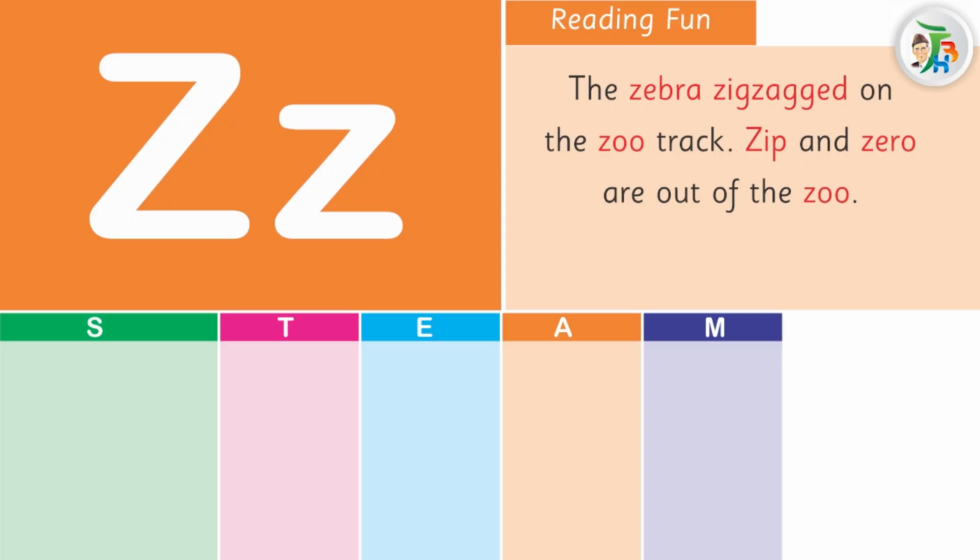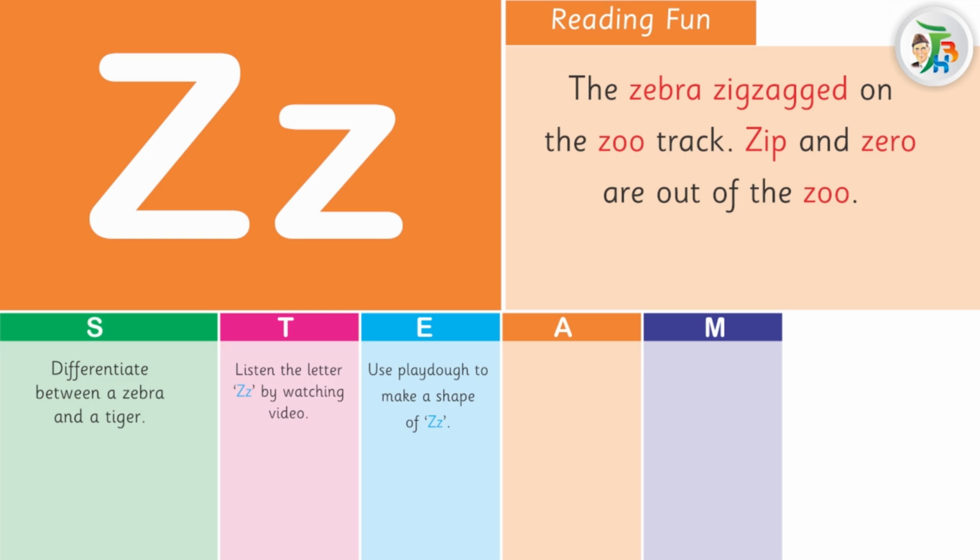STEAM activities. Let's do some fun activities together. S. Differentiate between a zebra and a tiger. T. Listen to the letter Z by watching video. E. Use Play-Doh to make a shape of Z.